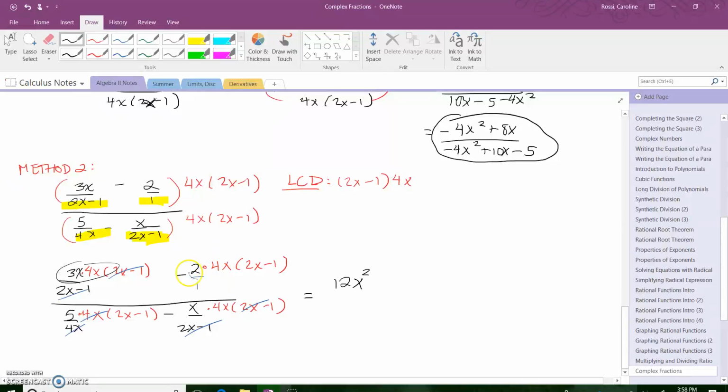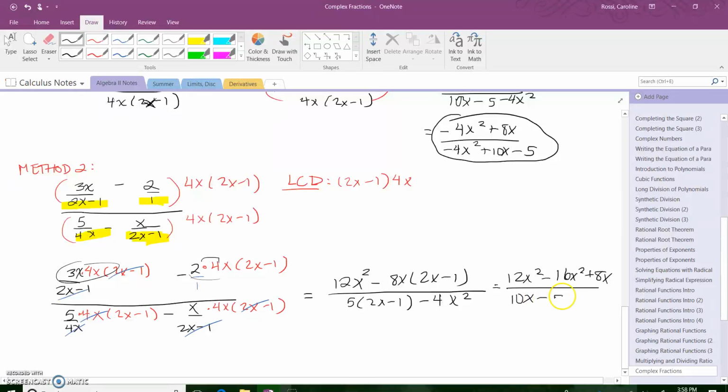And then right here I have minus, I'm going to do 2 times 4x and get 8x. And then 2x minus 1. All over 5 is left. 2x minus 1 is left, minus x times 4x, well that's 4x squared. Okay, let's clean this up a little bit. That would be minus 16x squared plus 8x, all over 10x minus 5 minus 4x squared. I just distributed the 5 down there.